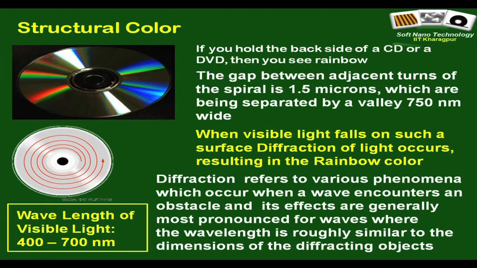Now, a compact disc in fact has some structures, the tracks where the data is stored, and it turns out, I will show you AFM pictures later, that the track periodicity over here is of the order of 1.5 micron. The track width is about 750 nanometer. The wavelength of visible light is 400 to 700 nanometer. So, if you tilt a compact disc, there is destructive interference or diffraction, and you see rainbow color.